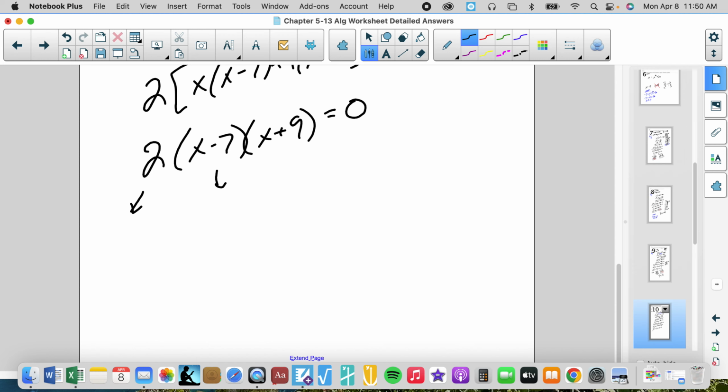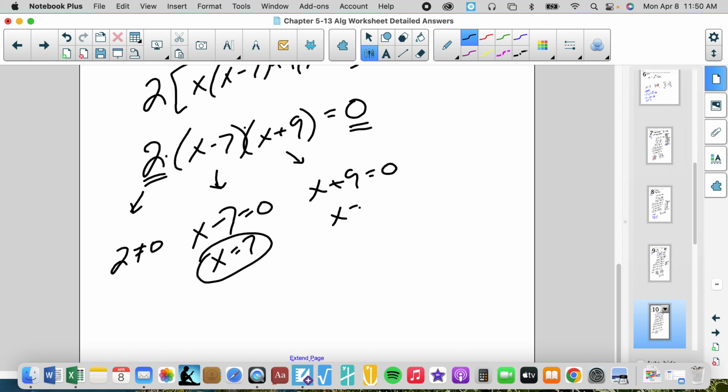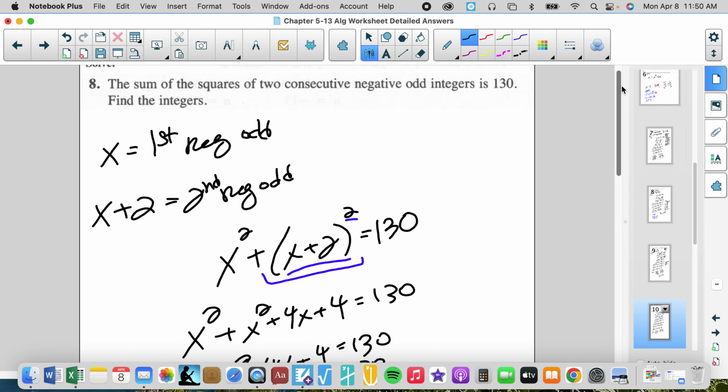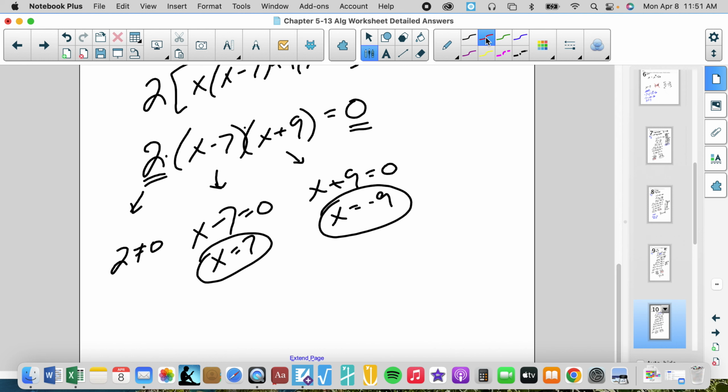Set each one equal to 0. 2 can't be 0, it's the constant. Of course, that's not the one that's going to make it 0, 2 times that 0 has to be one of these two. So x minus 7 equals 0, x plus 9 equals 0. x is going to equal 7, x is going to equal negative 9. And remember, it has to be a negative odd. So that's not negative. So my only number is negative 9.